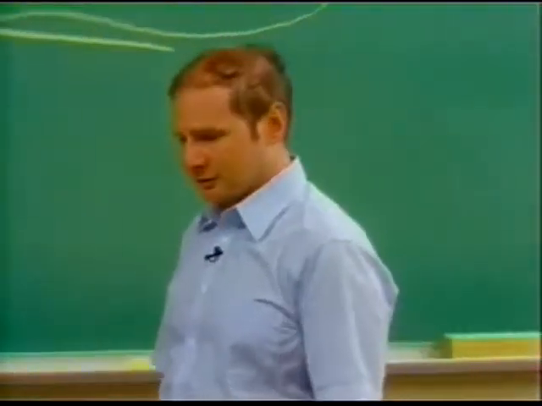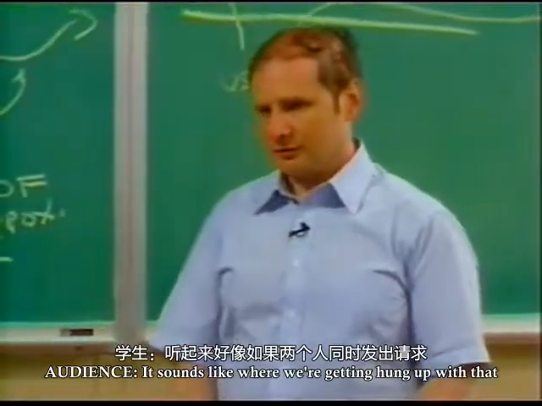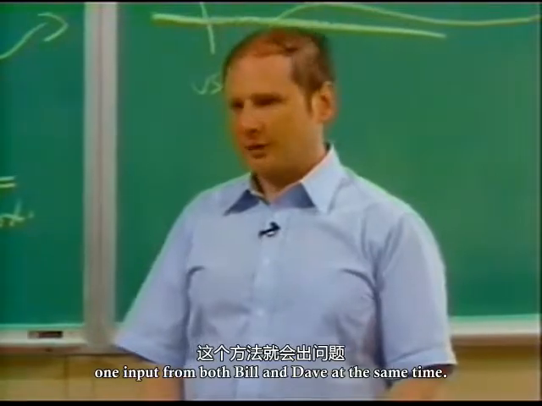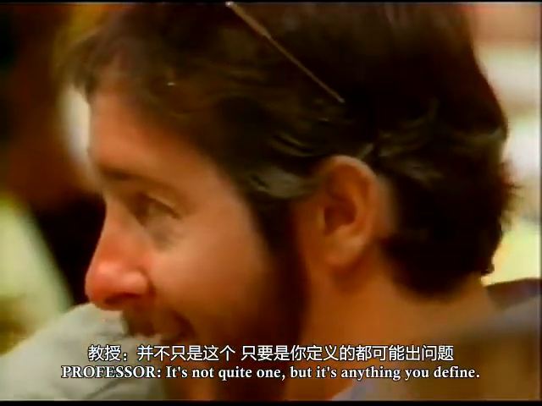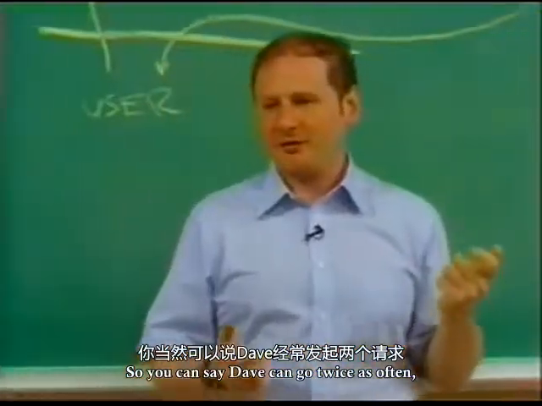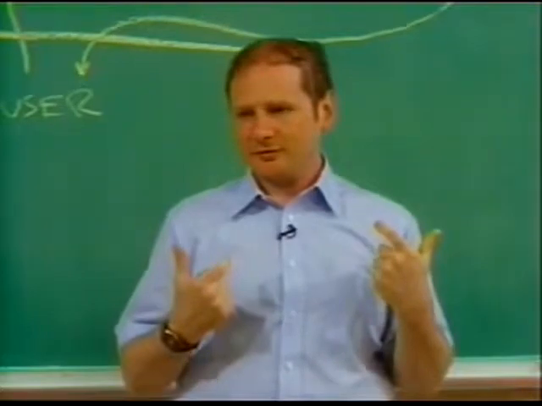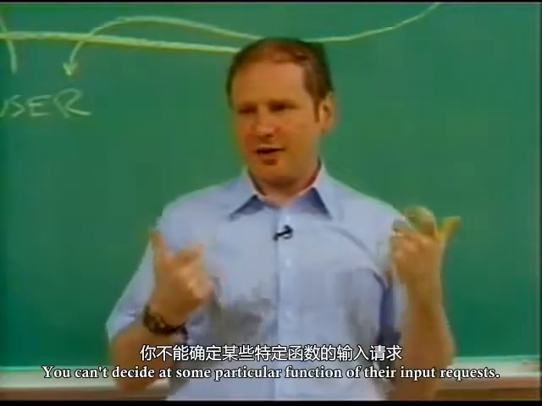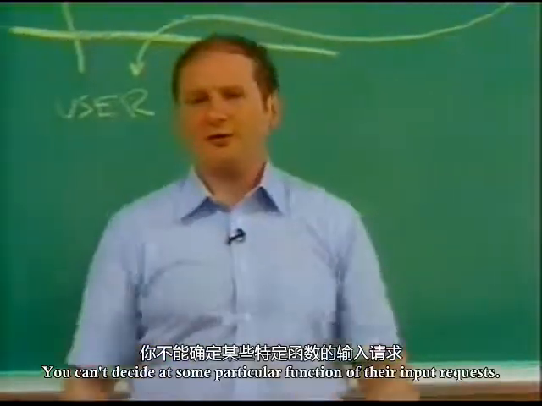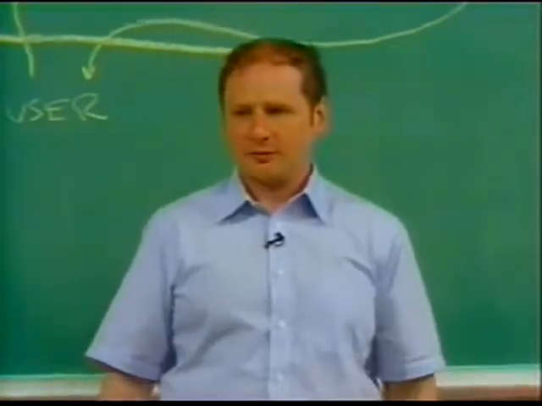It sounds like where we're getting hung up is the fact that it expects one input from both Bill and Dave at the same time. It's not quite one, but it's anything you define. So you can say Dave can go twice as often, but anything you predefine is not the right thing. Right? You can't decide it's some particular function of their input requests.